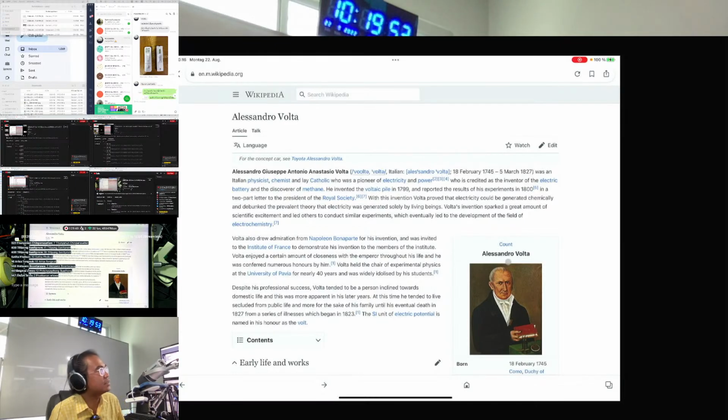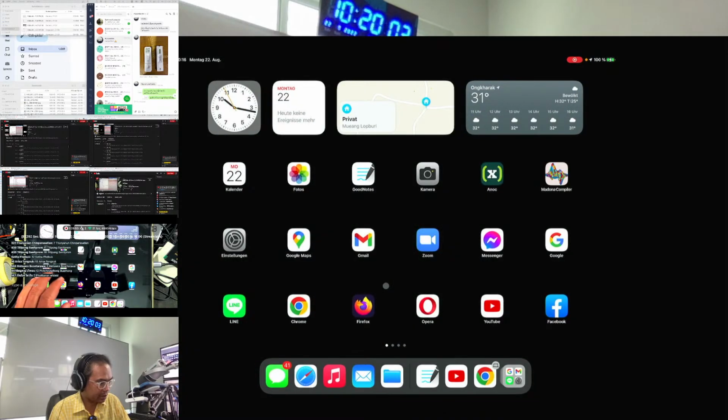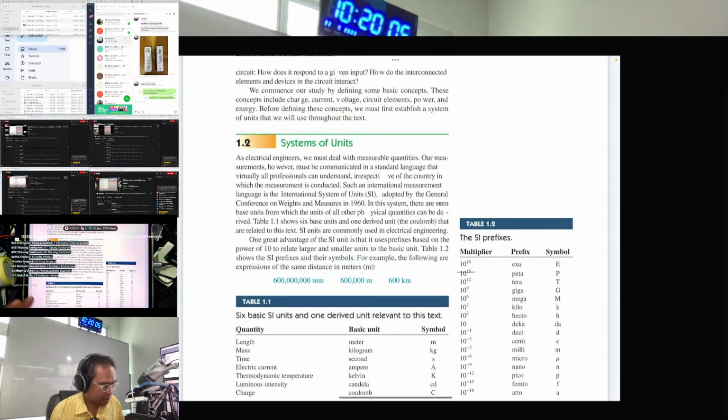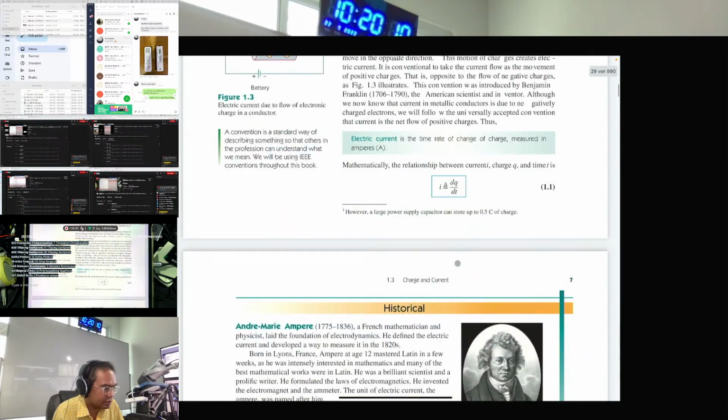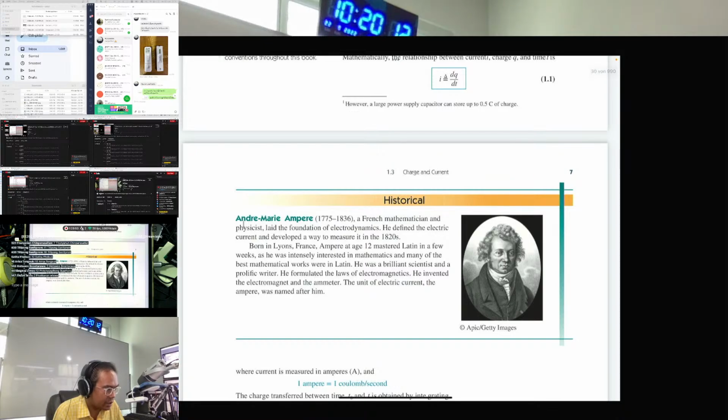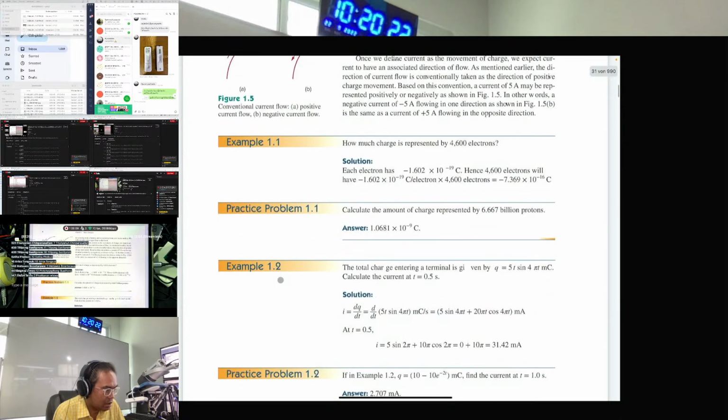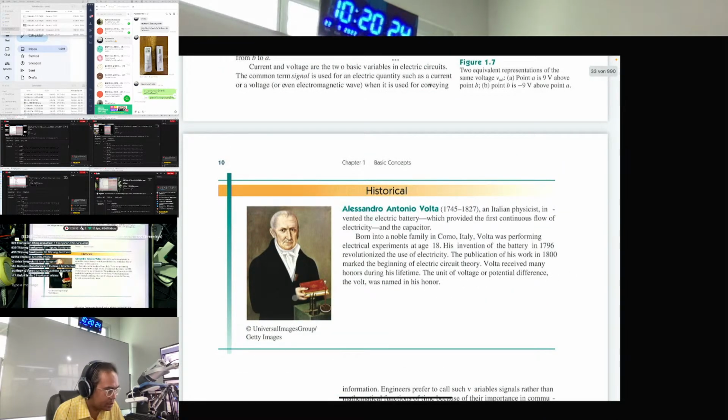He invented capacitor and battery. Okay, if you don't want to use Wikipedia, you can go to our book. In our book, you would have a chance to get in touch with André Marie Ampere. Okay, this guy. And another guy is this person, Alessandro Antonio Volta.